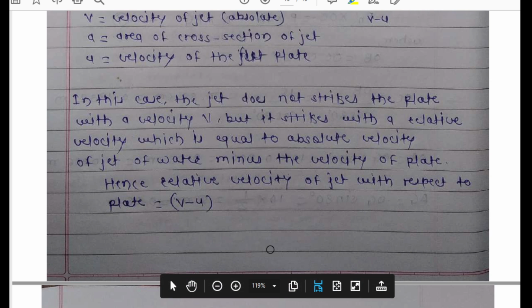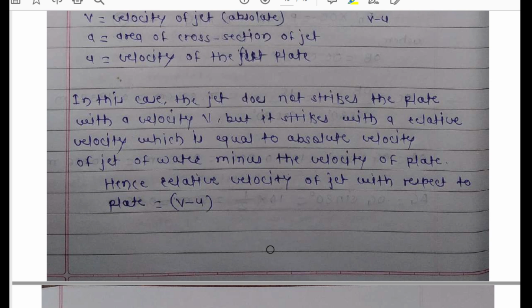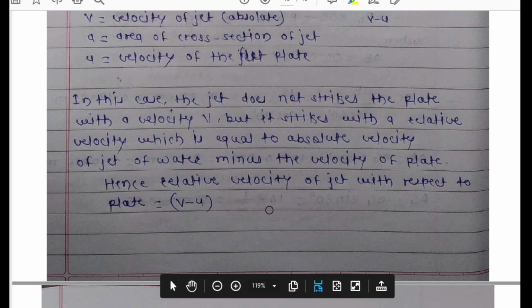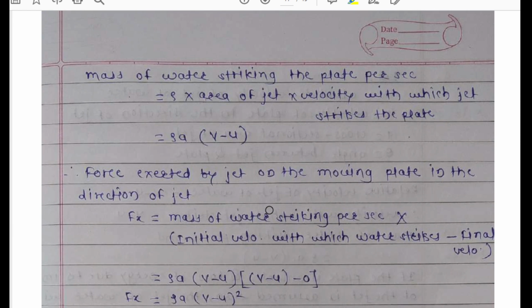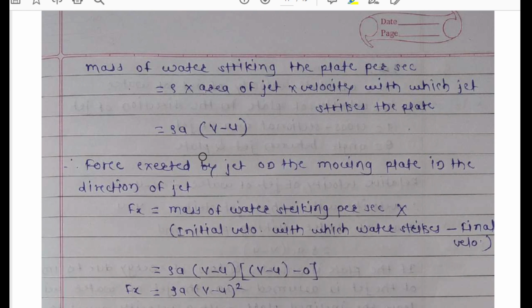Okay, but before that, the velocity with which jet is moving, that velocity is v. The velocity with which plate is moving, that velocity is u. So the relative velocity will be the difference of the absolute velocity of jet and the velocity of plate. Hope you understand this relative velocity concept. Now move further. This is very simple.